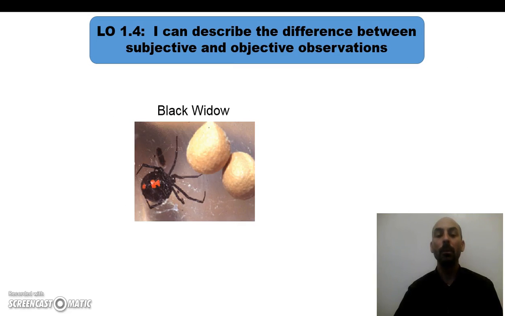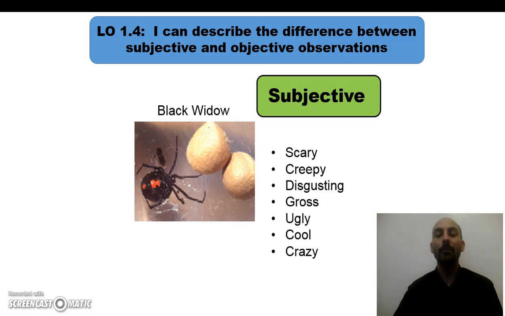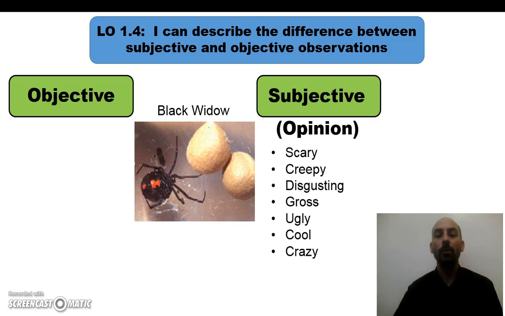Now some of you will look at this and immediately your judgments come out. You start to make subjective observations. You have a bias against this image, and you record that black widows are scary, creepy, disgusting, ugly. Some of my students see this image and shout out, cool, crazy. Now again, these are all our opinions. As scientists, we want to record just our objective observations.